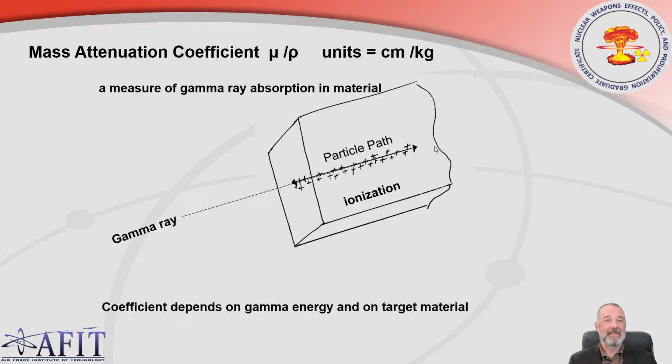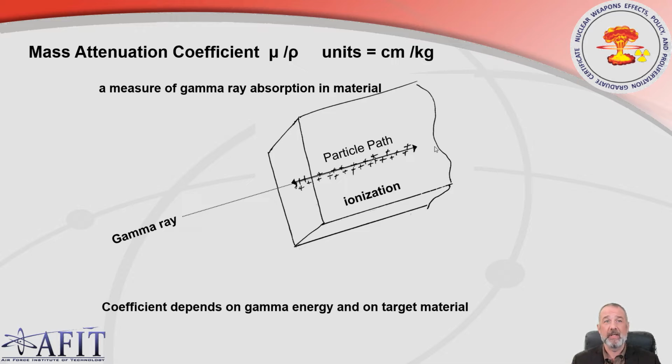Now, again, if you remember back to the interactions lecture when we talked about photon and neutron interactions, one of the things that we talked about was something called a mass attenuation coefficient. Now, this is a measure of how a gamma photon or even a neutron is going to interact with a given material. And it's based on the energy of the radiation, but also on the material itself. So when we have a particle, a gamma ray in this instance, traversing through a material, it is going to undergo some number of interactions within that material.